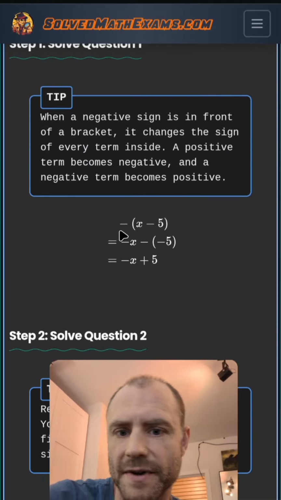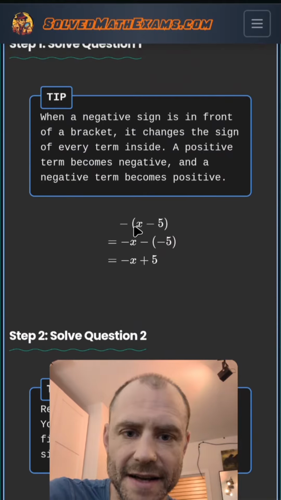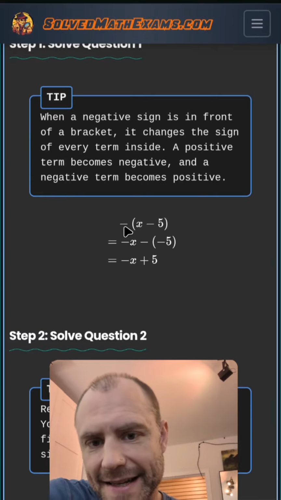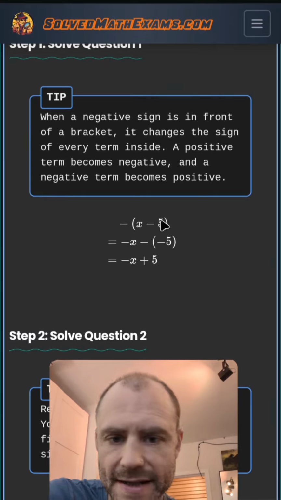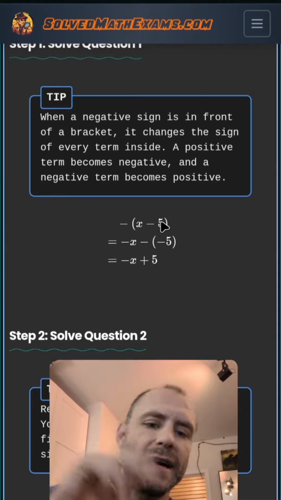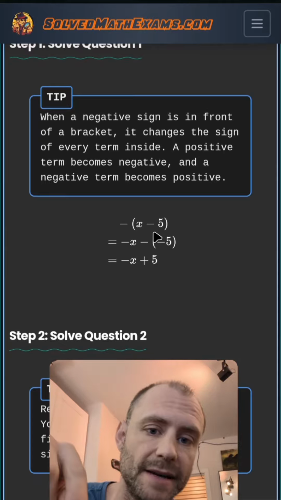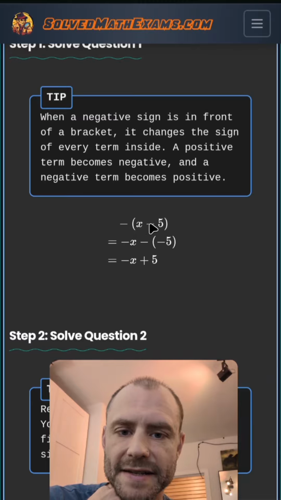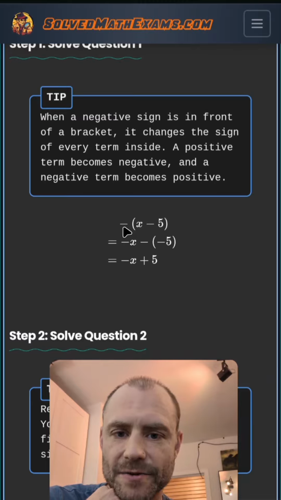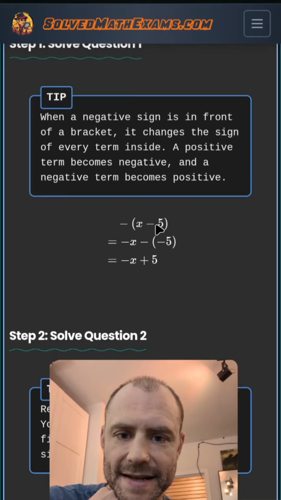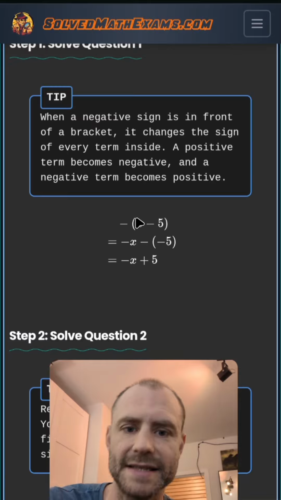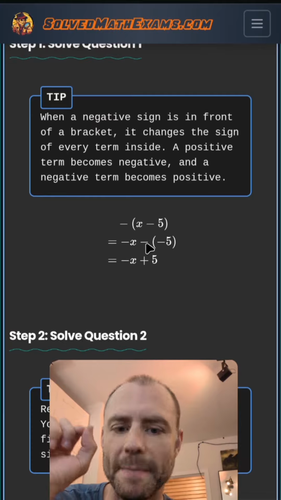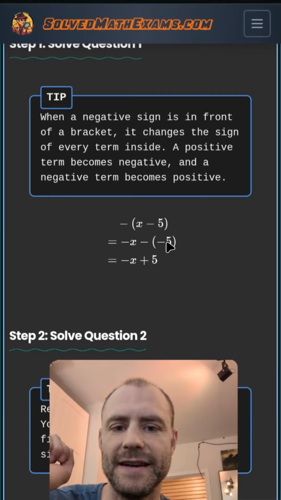So the first one, we start with minus x minus 5. So this minus out in front of the brackets, that's going to apply to every single term inside of the brackets, and it's going to flip the sign. Whatever the sign is, if it was positive, it becomes negative. Like in this x example case here, this negative applies to this positive x, and it makes it negative x. Then the negative is going to also switch the sign of this negative 5 in here. So technically it's minus negative 5. So the minus gets applied to the negative 5. That's why we see here minus and then the negative 5 after that.